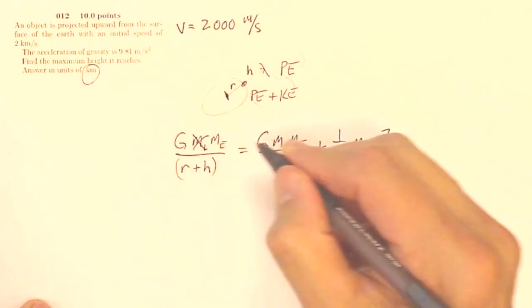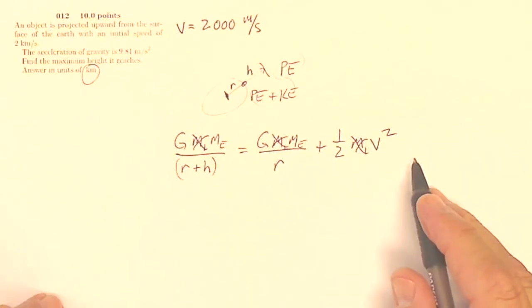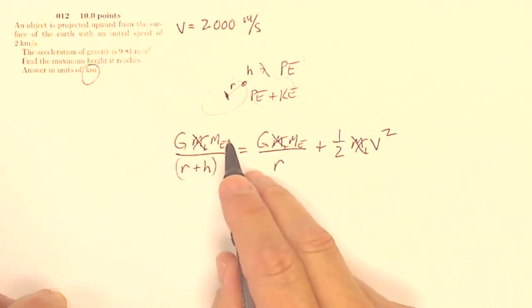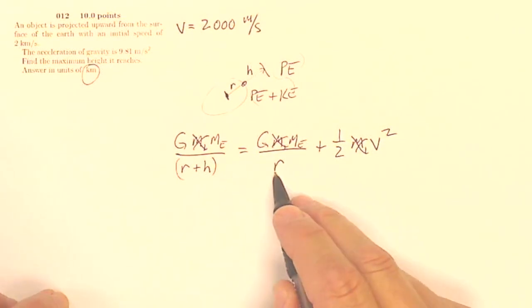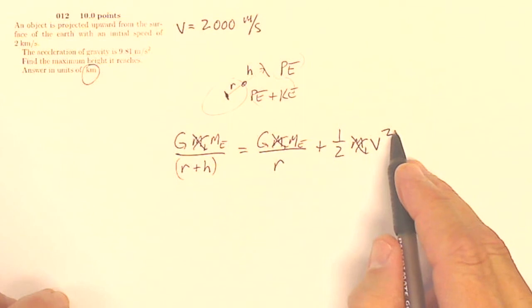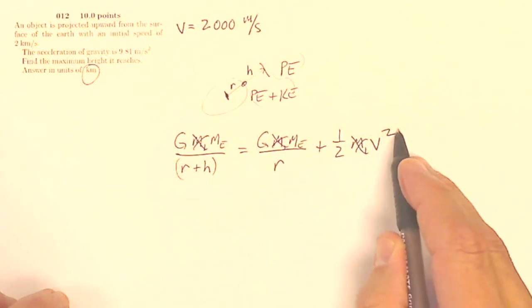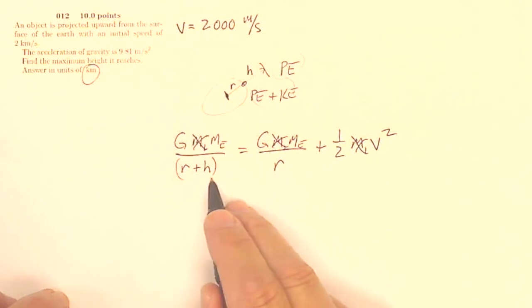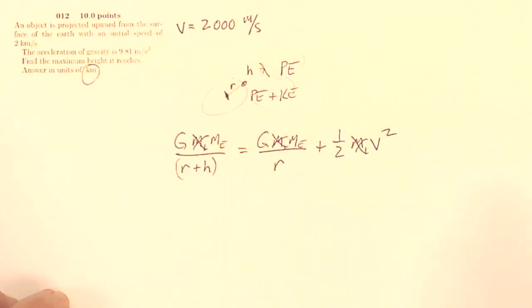Well, here I've got the mass of the object and the mass of the object and the mass of the object, so all that goes away. So now I've got G times the mass of the Earth divided by the radius plus the height equals G times the mass of the Earth over the radius plus 1/2 v squared. You know this and this and this and this and this squared, so you're left with G mass of the Earth, radius plus height. So you're going to solve for this H.